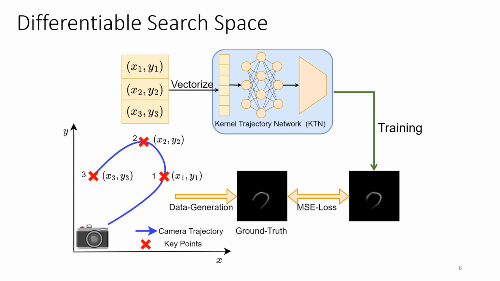We can convert this one-to-one mapping into a differentiable form using a neural network. We learn a network called Kernel Trajectory Network, KTN, and train it using synthetically generated data points, and train it using MSE loss.